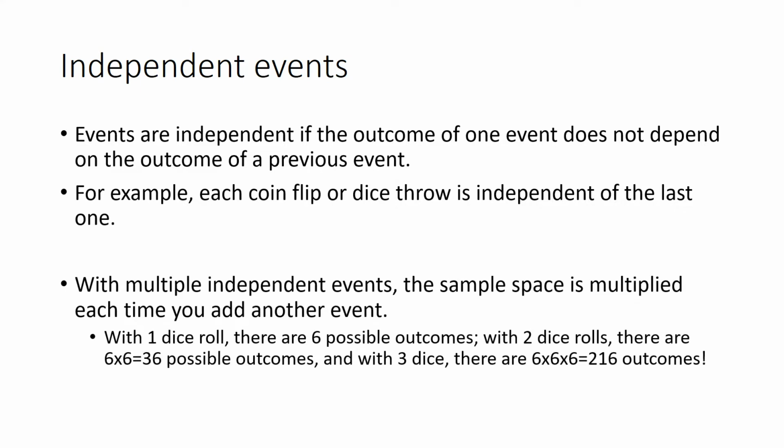Now, with multiple independent events, the sample space is multiplied each time you add another event. This is similar to how, if we had 2 dice, the sample space was 6 times 6. But it's not just similar, it's exactly that thing. So 1 dice roll, 6 outcomes. 2 dice rolls, 6 times 6, which is 36 possible outcomes. If you had 3 dice, like if you're an old school Dungeons and Dragons player, it's 6 times 6 times 6, over 200 possible outcomes, and so on.